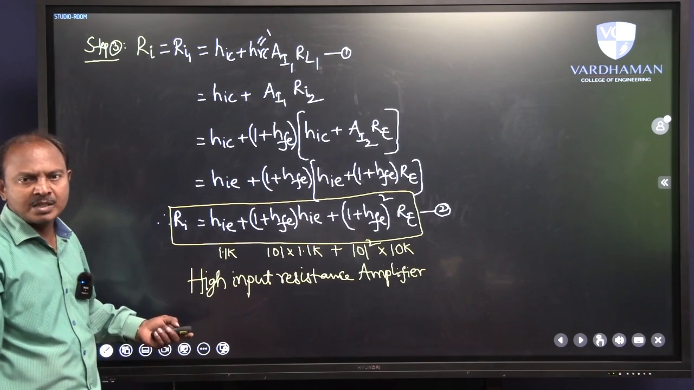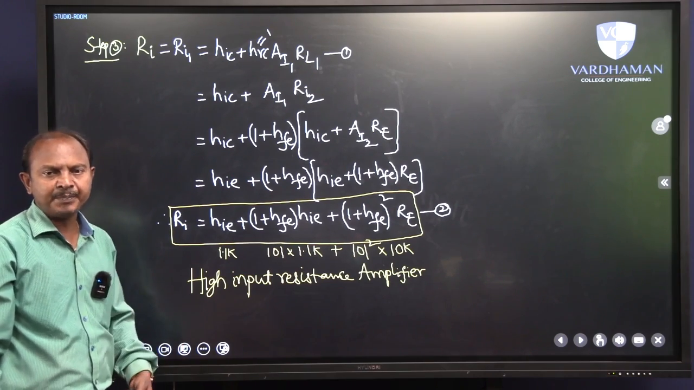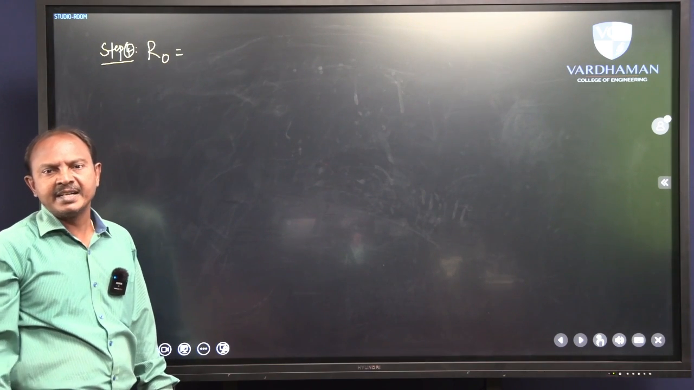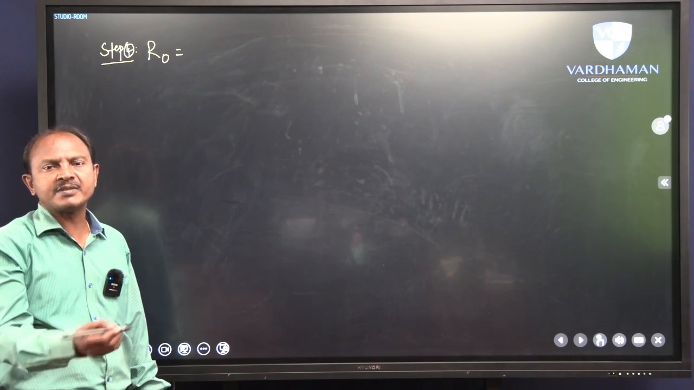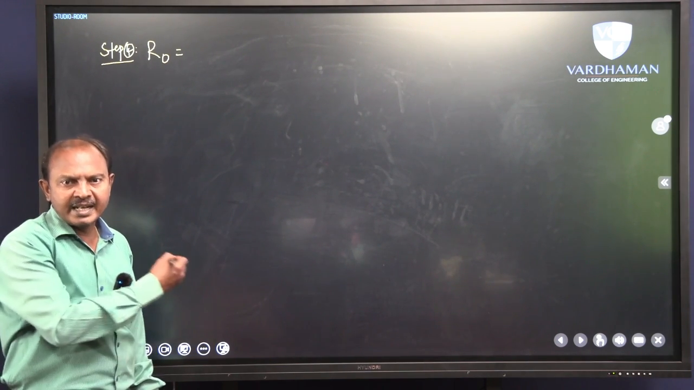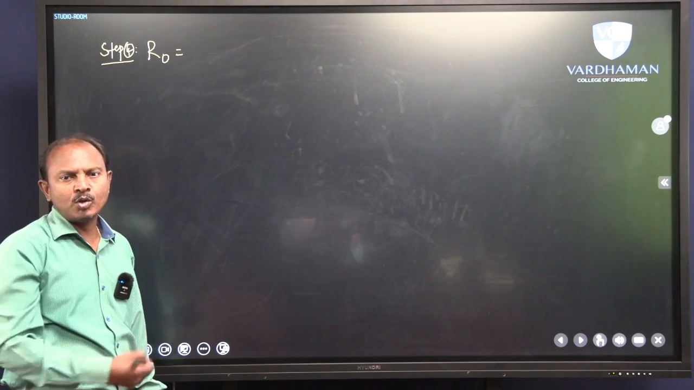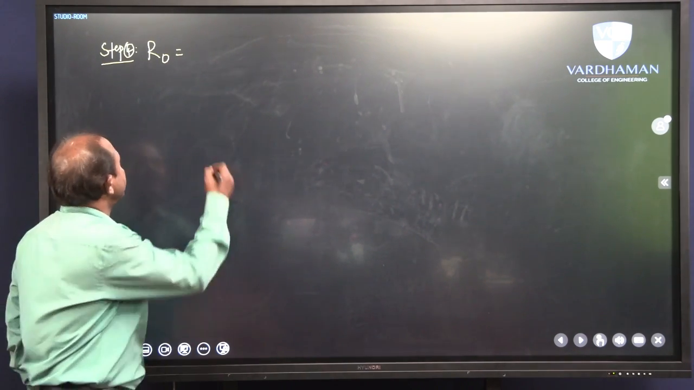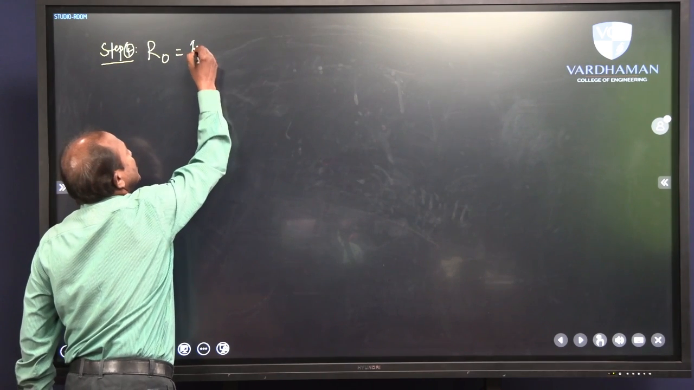Now, let's look into the output resistance finally. Again, the output resistance in a multi-stage amplifier is simply equal to output resistance of the last stage. In our Darlington pair amplifier, the total output resistance should be equal to output resistance of the second stage. That means R0 should be equal to R02.